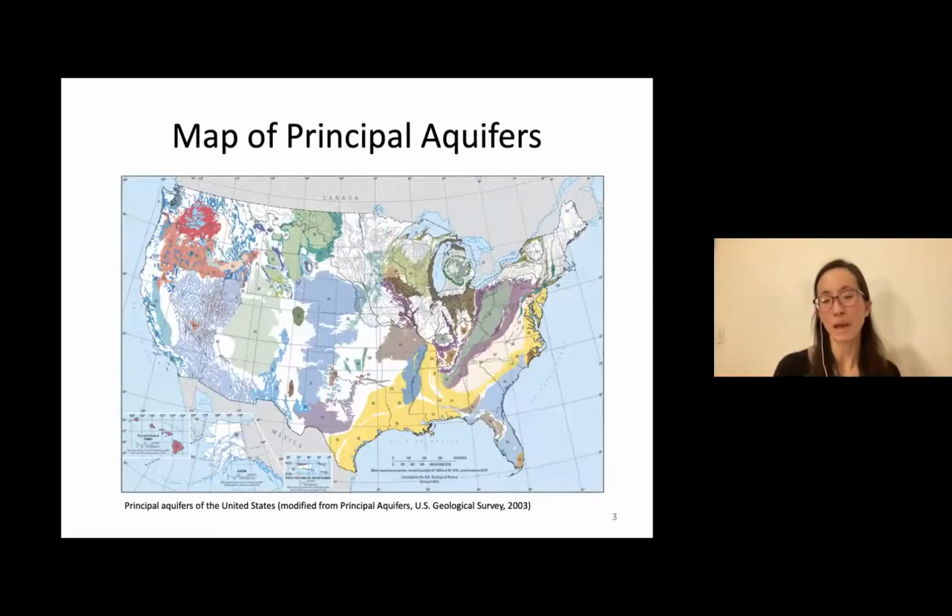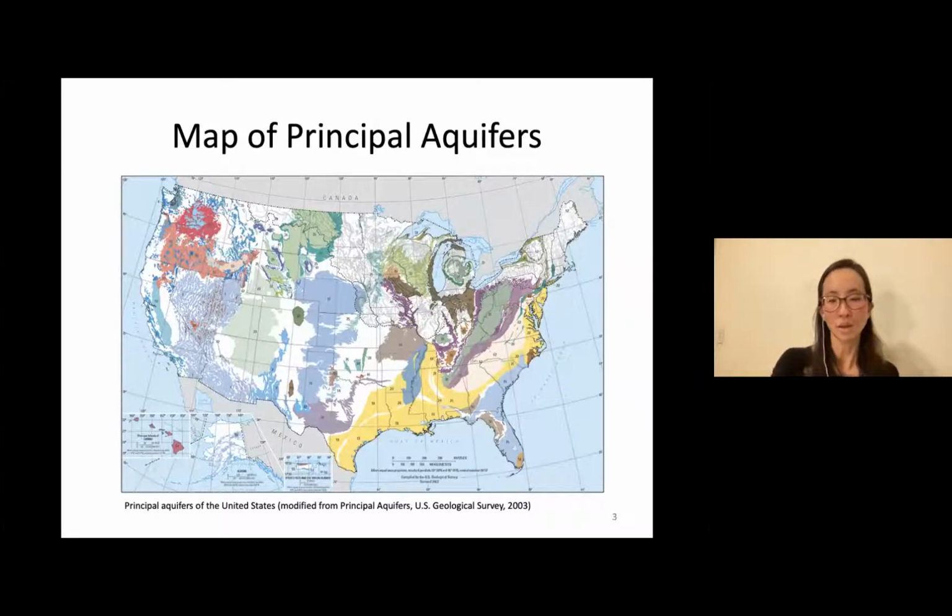Here is just a map of all the principal aquifers in the United States. So as you can see, aquifers are important everywhere. Groundwater resources are important everywhere. Among the notable ones, I don't know if you can see it, but number 10 in California is the Central Valley Aquifer System.